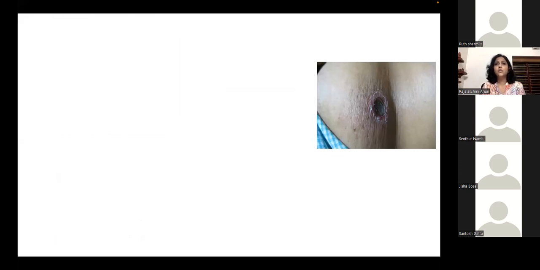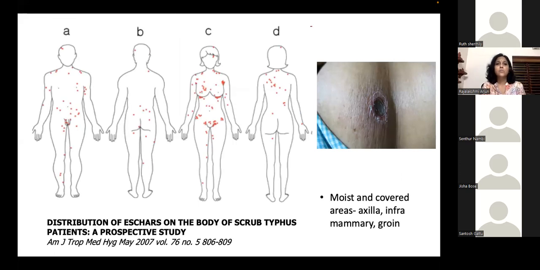But not the least, who would not have missed an eschar in their life. So please remember, these are found in the moist and covered areas: axilla, inframammary region, and the groin. So unless you examine, you may miss the sign very well.